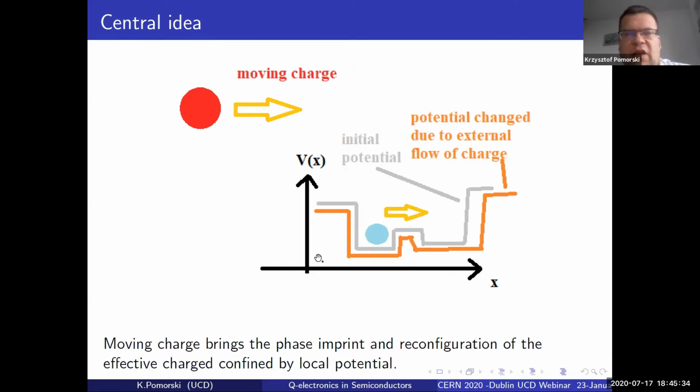All right, so that's a central idea. You have an initial potential, the gray one, and a wave packet of a single electron is trapped. Then, with the movement of charge, this potential is going to be renormalized by the external moving charge, and you will see a slightly different state of the qubit afterwards. You can say this is a kind of weak perturbation to the state of the qubit, or weak measurement. That's a nice example of weak measurement.